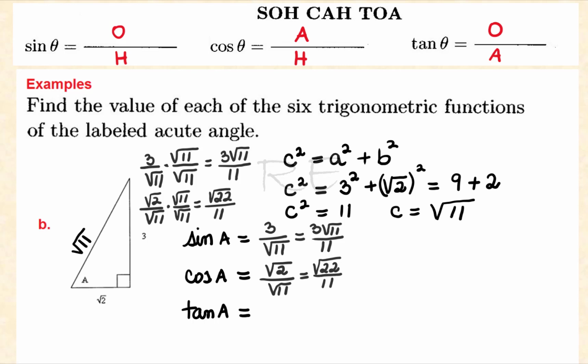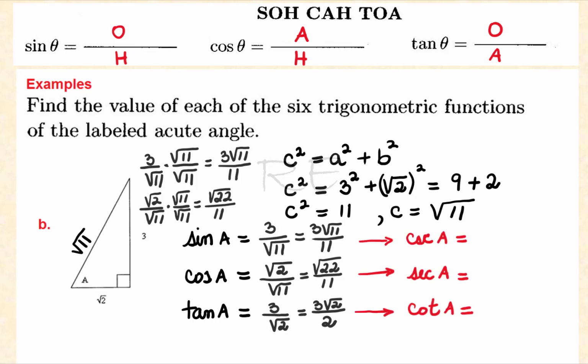Tangent is opposite over adjacent. The opposite to A is 3. The adjacent to angle A is square root of 2. And when we multiply by square root of 2 over square root of 2, we get 3 square root of 2 over 2.